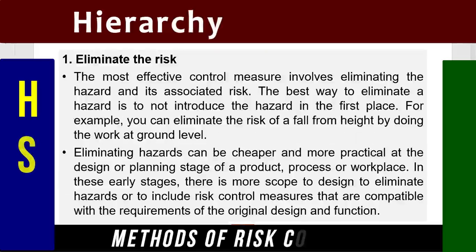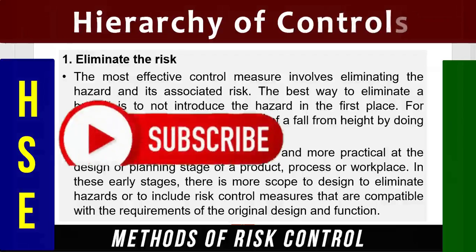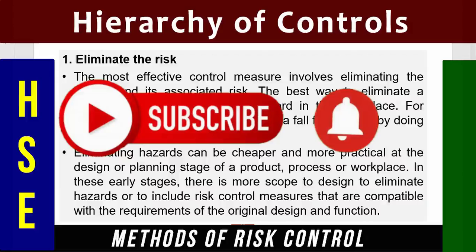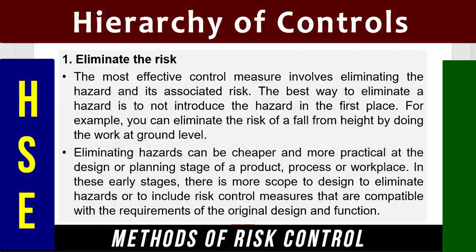As I told you, elimination is the most effective control measure. It involves eliminating the hazard and its associated risk. The best way to eliminate a hazard is to not introduce the hazard in the first place. For example, you can eliminate the risk of a fall from height by doing the work at ground level. Eliminating hazards can be cheaper and more practical at the design or planning stage of a product, process, or workplace.